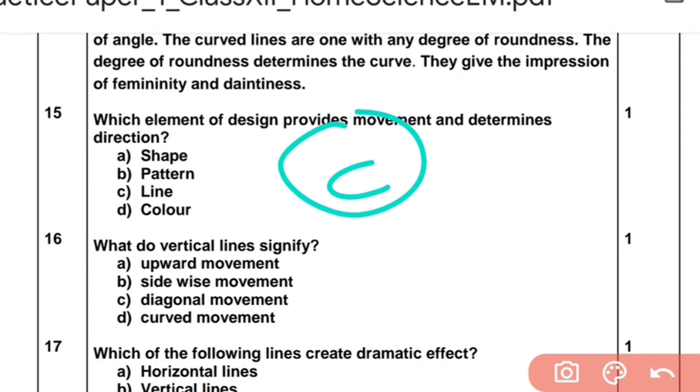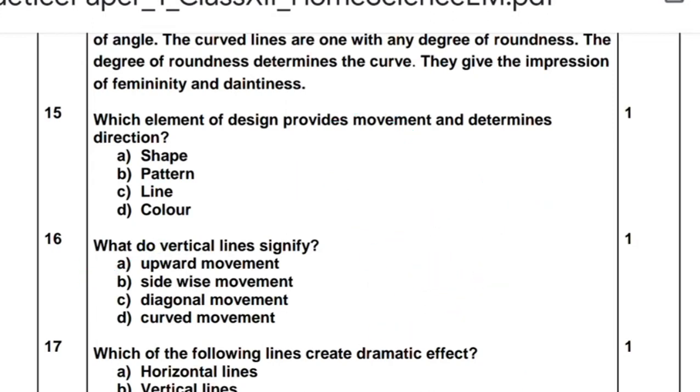Now 16th, what do vertical lines signify? Upward movement. Yes, absolutely, it cannot be sideways, not diagonal or curved, they signify upward movement. Very simple question. The right answer is A.